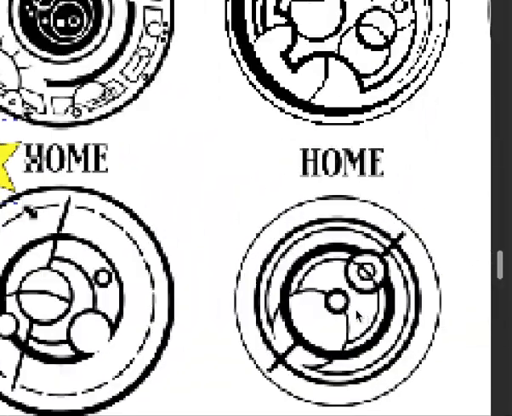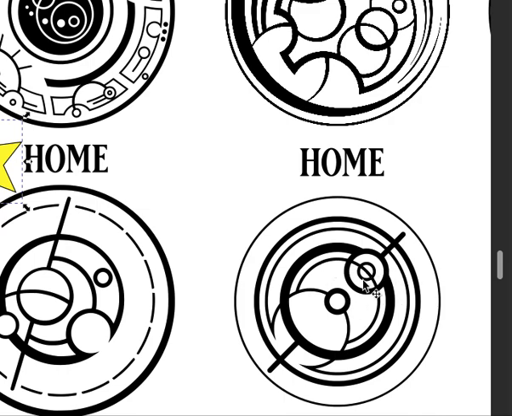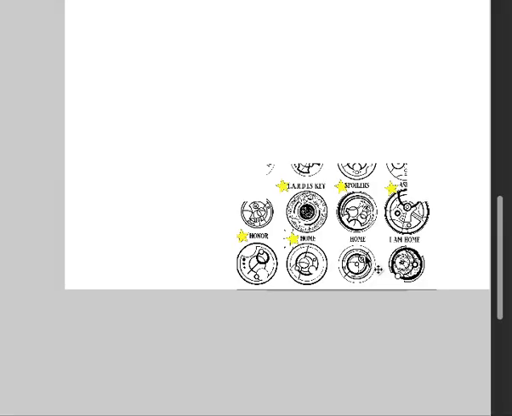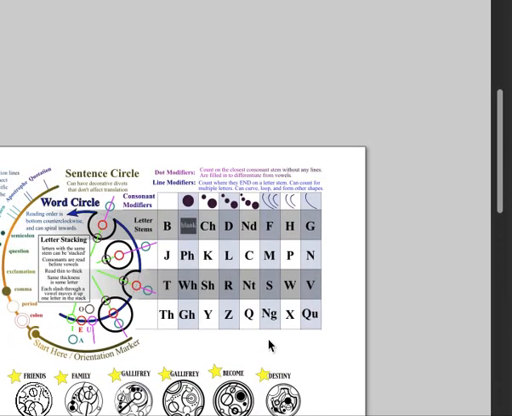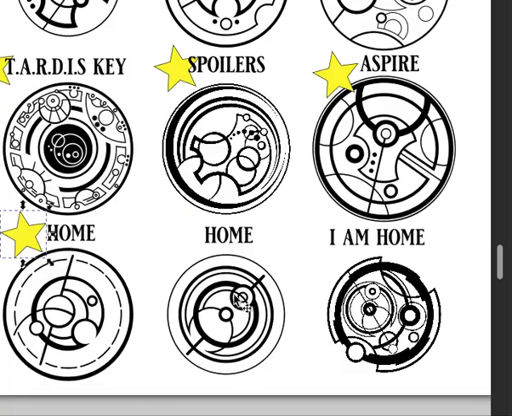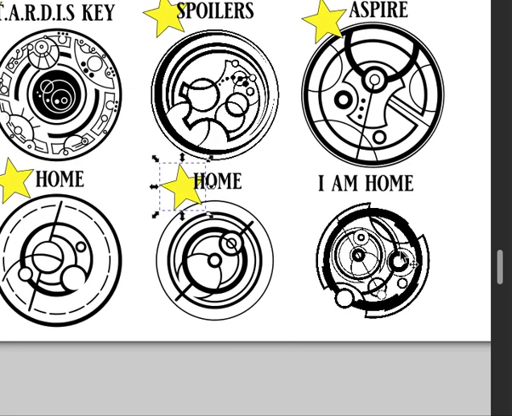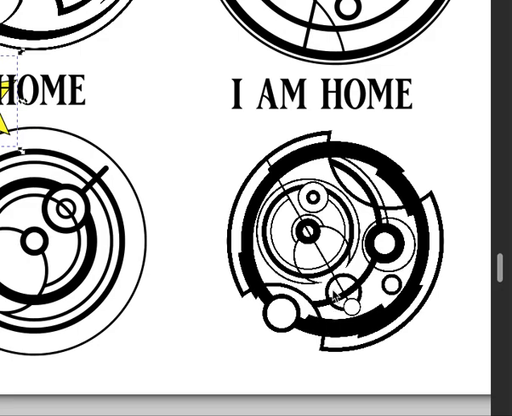Okay, and then we have an M with 1, 2, 3 lines attached. So we're going to go to our 3-line column here, and it's a circle inside the word circle, so that's an M. And then we have an E inside that, so that would be home, H-O-M-E. And then we have this design, which is I am home.